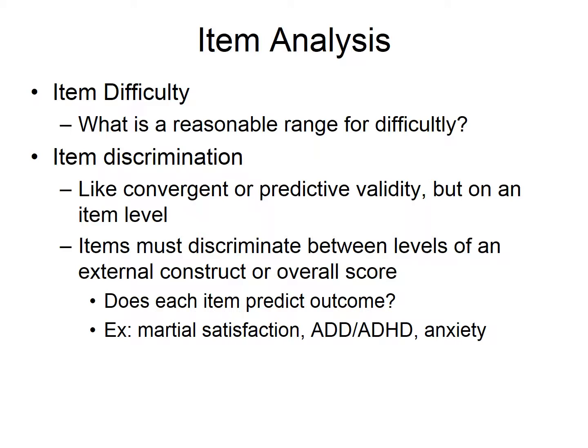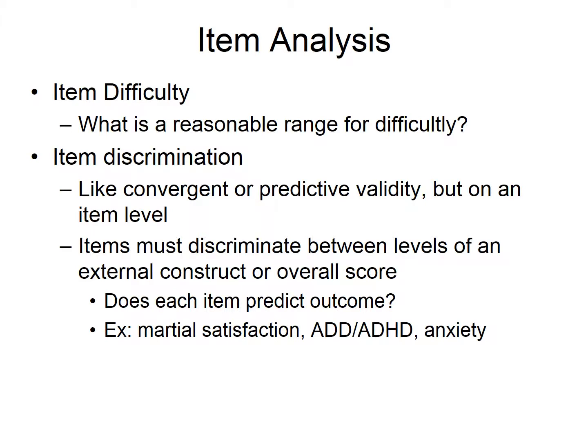Item discrimination is like convergent or predictive validity, but on an item scale. We're asking how well each item, not the whole scale, but each item, discriminates between top and bottom performers and a future behavior. Items must discriminate between levels of an external construct or overall score. So how does each item predict the outcome?